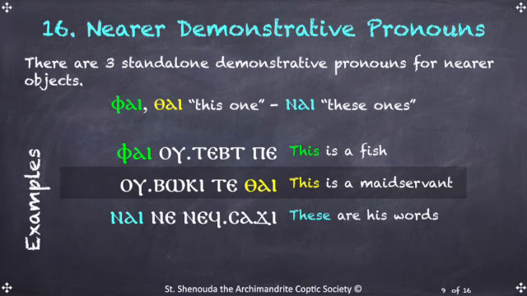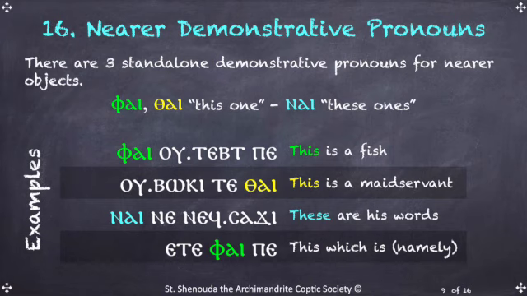Naine nef saji. These are his words. Last one, ete phi pe. This which is. It is important to note that ete phi pe is a very popular expression in the Coptic text, and it can always be translated as just namely.